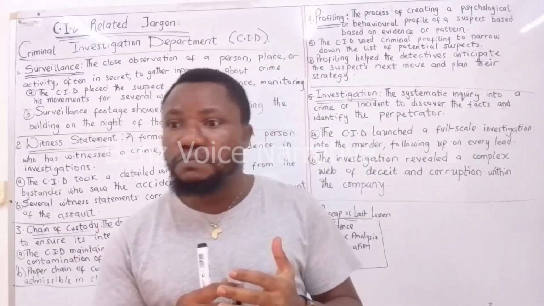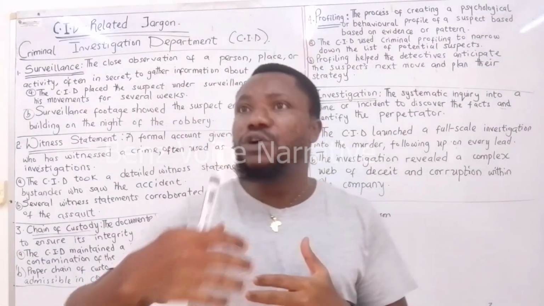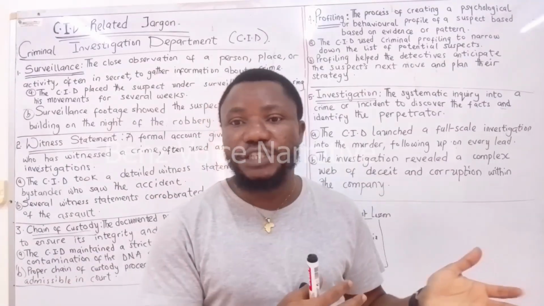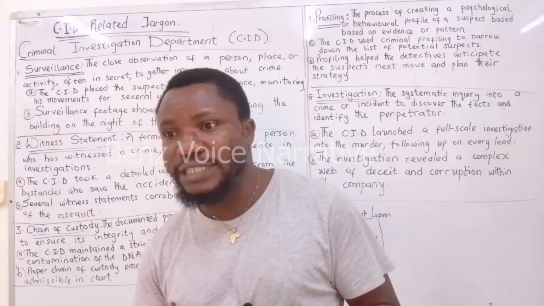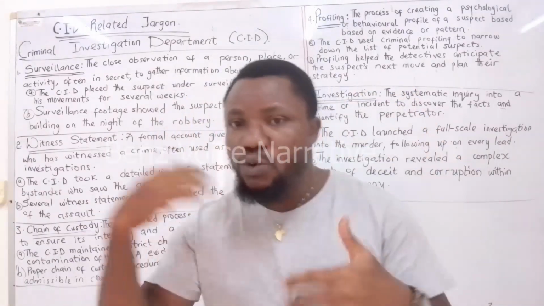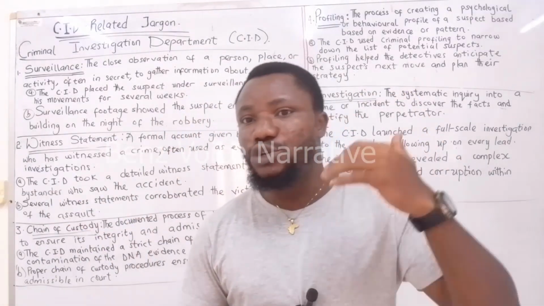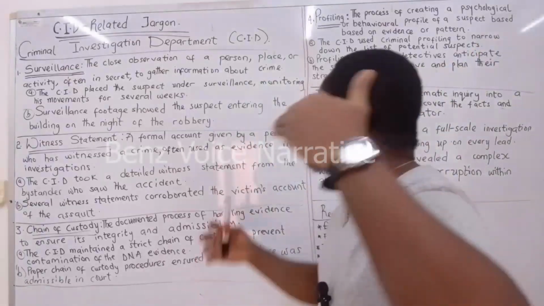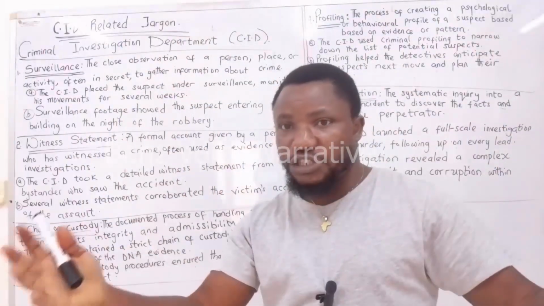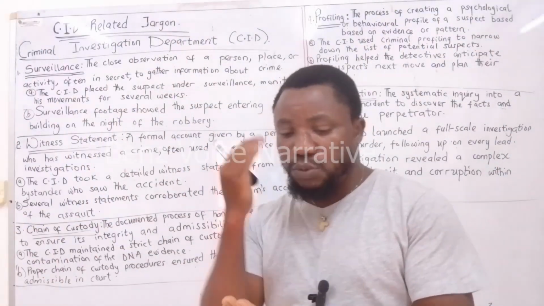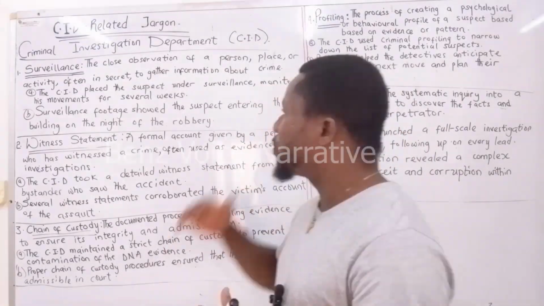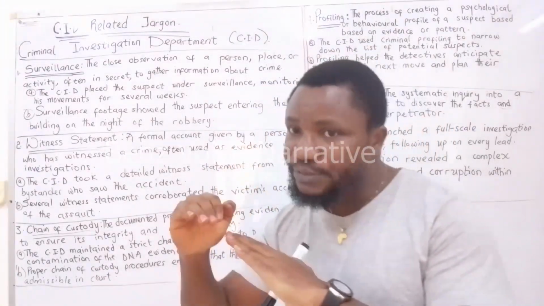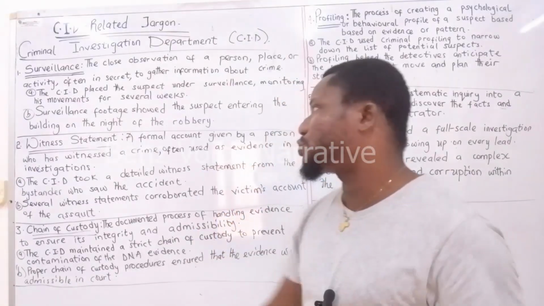Now, you don't know the veracity of that information, but as an officer in this department of the police, what you're supposed to do is work based on the lead. You put the location on surveillance and begin to watch out for it. And if it's an individual, you begin to put the person under close observation, under close monitoring.